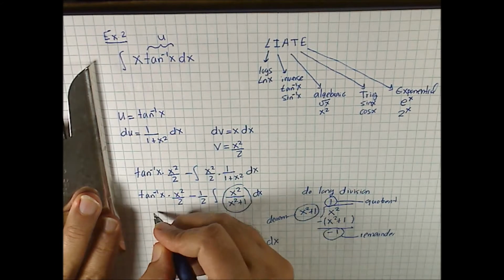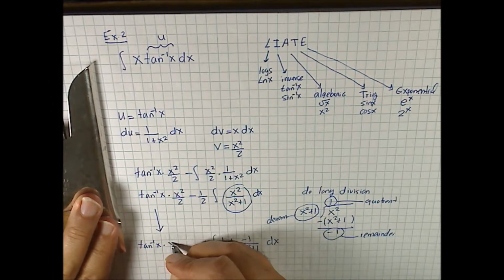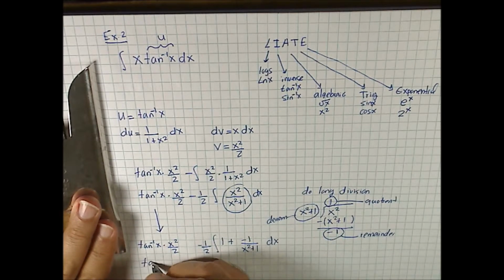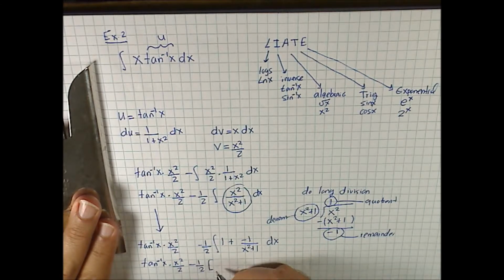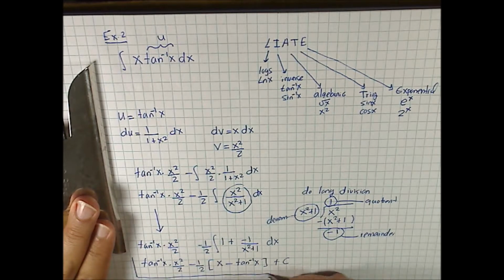Let's carry through the previous work. That's tan inverse x, x squared over 2. So what we get is tan inverse x times x squared over 2 minus 1/2 times x minus tan inverse x plus c. And this is the answer to the integral.